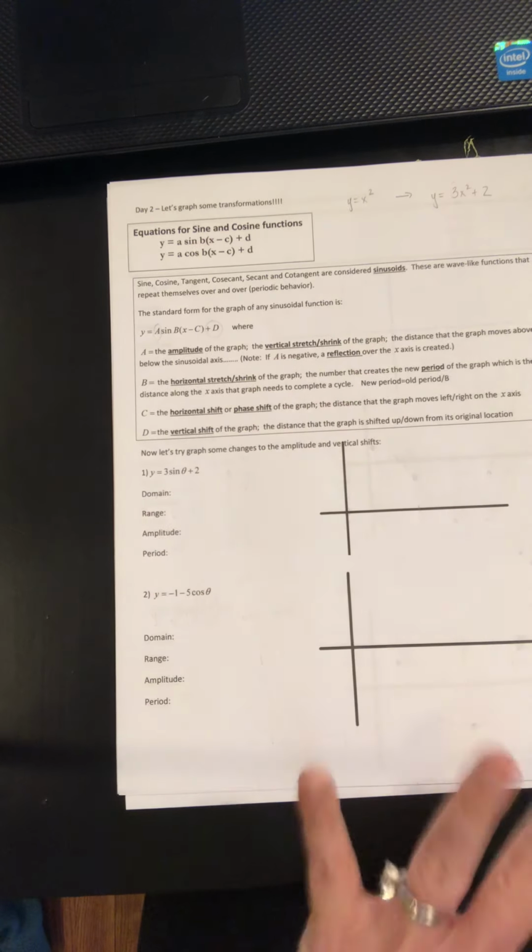But before I actually get to this, what I want to go over real quickly is that we're going to graph these just like we have been graphing parent functions in the past. If you remember, we needed to know the critical points for y equals, let's say, x squared, okay? So for sine and cosine, you need to know a couple things.